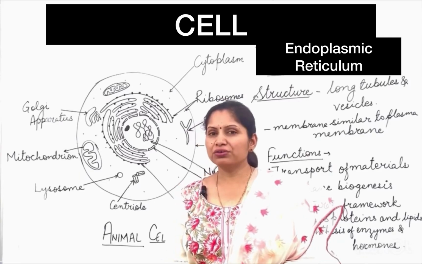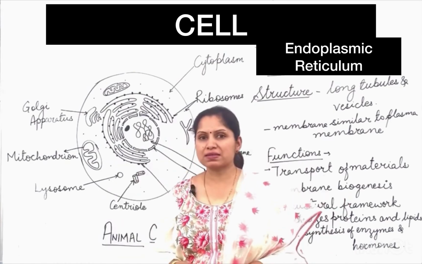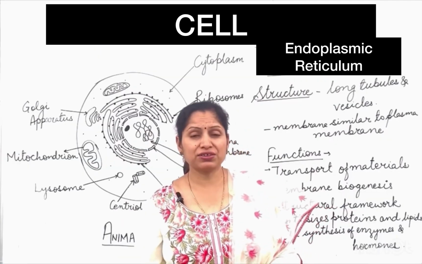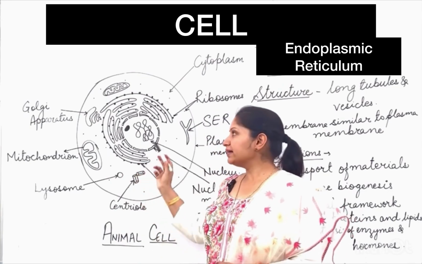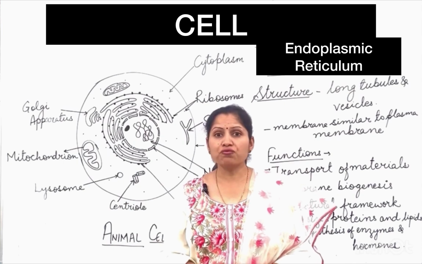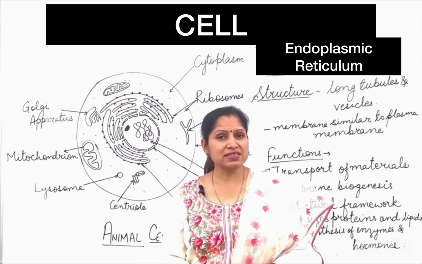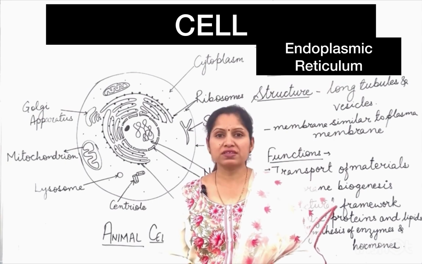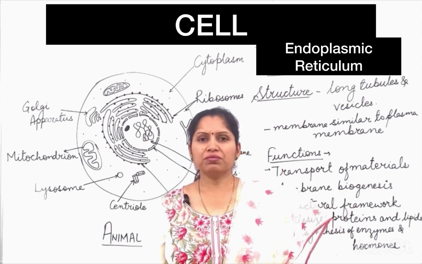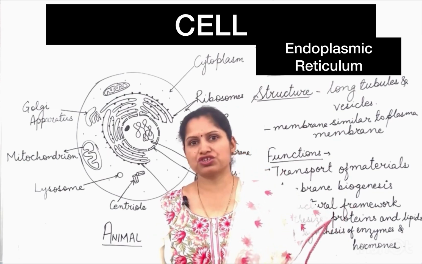Let's look at the functions and the structure of the endoplasmic reticulum. Here you can see that it's present around the nucleus and it's in the form of tubules. Long tubules as well as vesicles form the endoplasmic reticulum. This endoplasmic reticulum is very important in a cell because it helps in transportation.